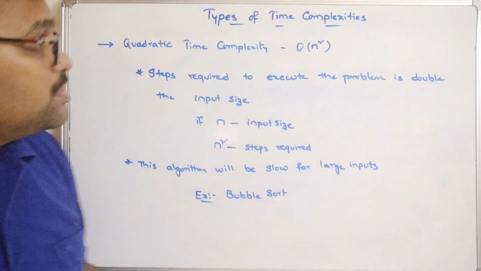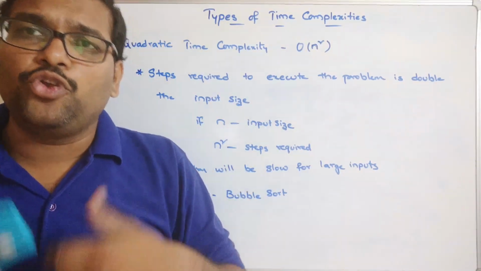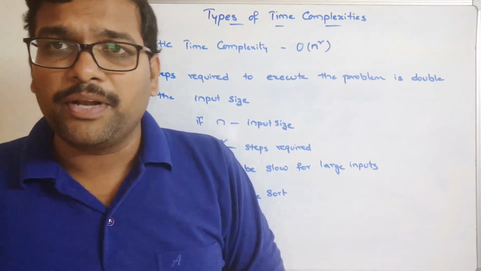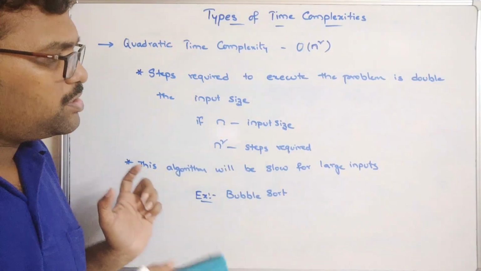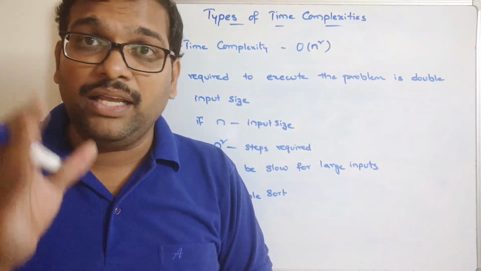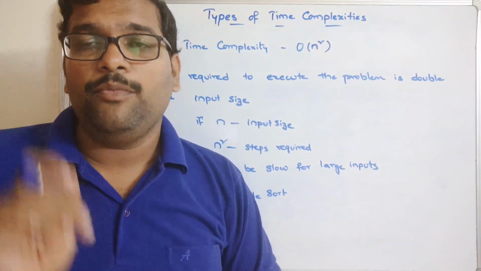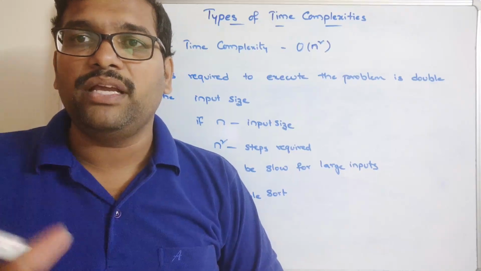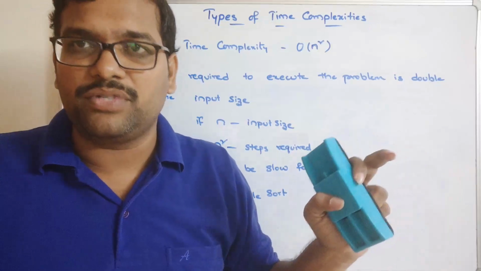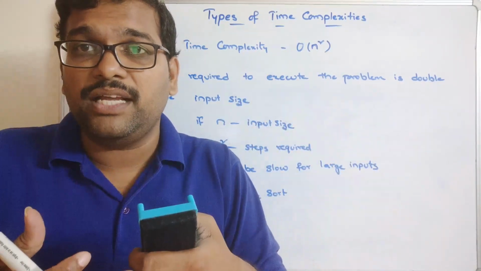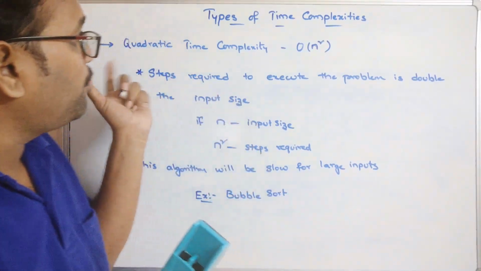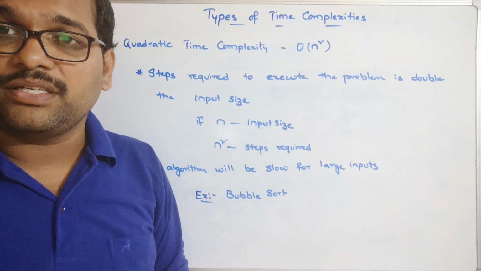Right? So hope you understood this one, and apart from this we are having a cubical time complexity which is represented as n cube, and more time complexities are there. These are mostly the complexities we will see in different algorithms. And one thing I'm repeating, the time complexity may vary according to the input size. If you change the input size, the time complexity will also change. That's why there are different types of time complexities.